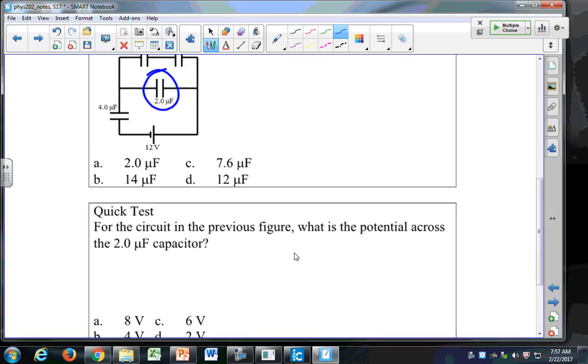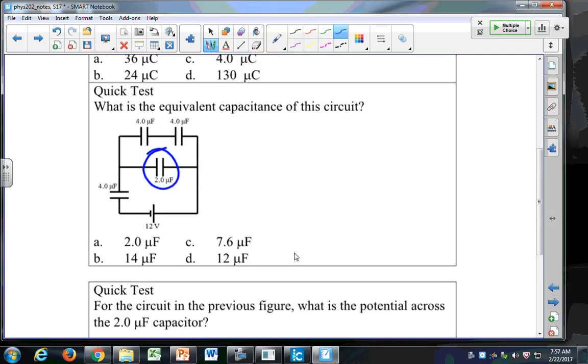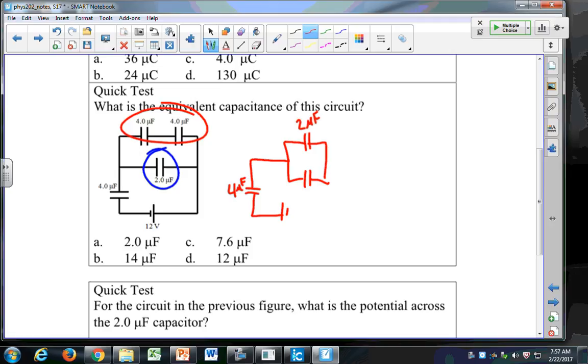So if I want to know the potential across the 2 microfarad capacitor, let me redraw this circuit. My 4 microfarad, those 2 4s became a 2 microfarad. That's the equivalent of these two. And then I have another 2 microfarad. And then I can redraw it still. I get a 4 and a 4.